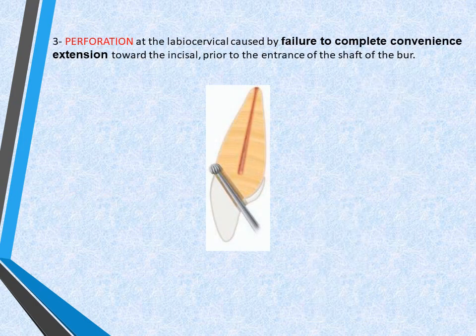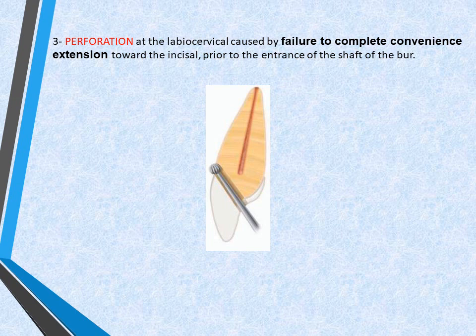Last but not least, the perforation. So this is very dangerous. This is when you do not take the steps to complete your convenience extension. As soon as you make the entry ditch cut, you are actually supposed to change the orientation of the bur to make it parallel to the long axis of the tooth. If you forget to do that and you continue perpendicular to the long axis of the tooth, then you will of course cause the perforation. The prognosis of this tooth is hopeless, because the entire crown is going to be unsupported. So you will have to end up extracting the tooth.